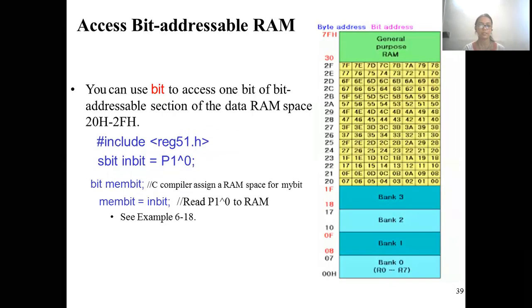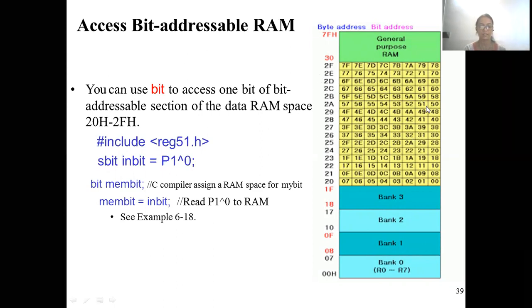Clear? Now, next we are moving towards accessing bit addressable RAM. Here you can see the allocation of memory has been defined in different levels. If you want to access one bit of the total data RAM space, the bit addressable memory space is from 20H to 2FH. That is your bit addressable range.